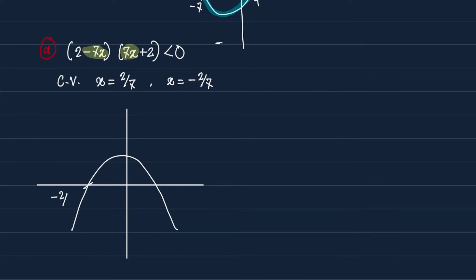Negative 2 by 7, and maybe I have done something wrong here. X is equal to 2 by 7. This part is correct, no, it's alright, 2 by 7. It's less than 0. The question says less than 0, so we have to take this part. X is greater than minus 2 by 7, x is less than 2 by 7.